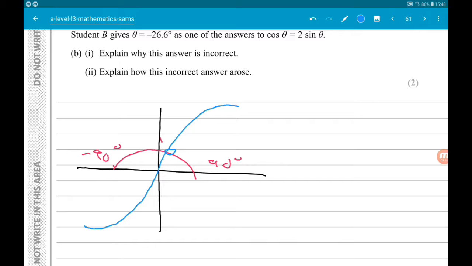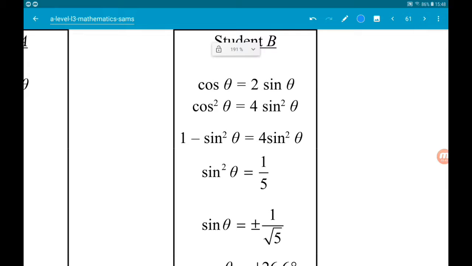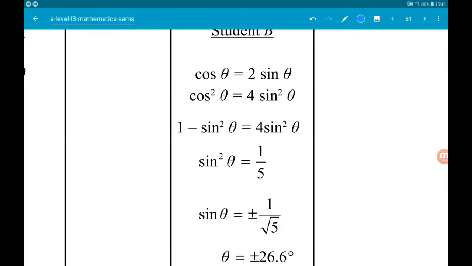Okay, then part B2 asks to explain how this incorrect answer arose. So, if we look at the method, they've gone cos theta is 2 sine theta, they've then squared both sides. Now this then is what would lead to the negative answer, because when you square root you get positive and negative answers. So that is where the wrong answer has come from.